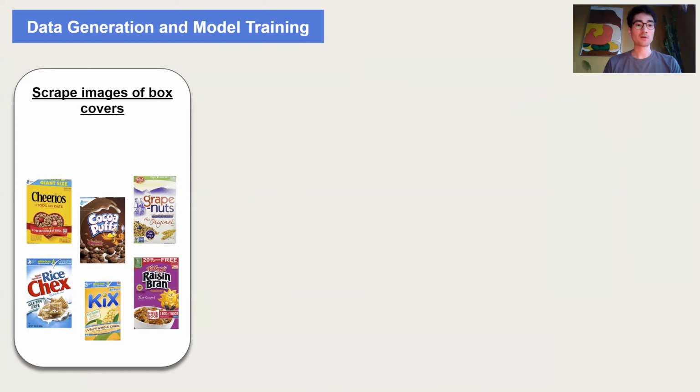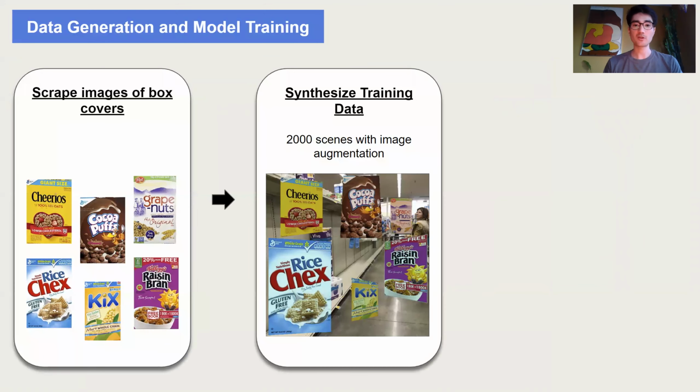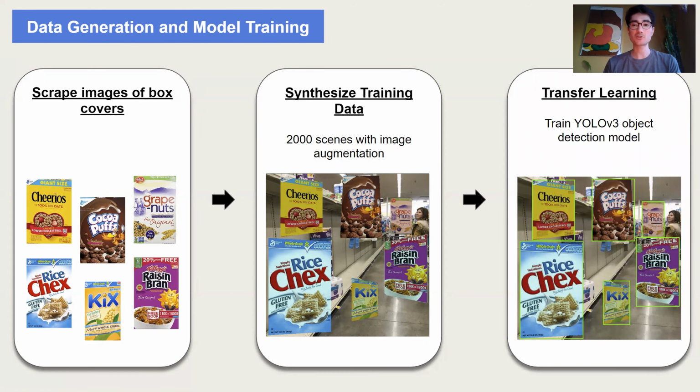I scraped the web for cereal box covers, and then created images like this, where I took those box covers, applied projective transformations, and then superimposed them on scenes from the grocery store. These scenes look a little bit wonky, but I think that's an asset because the model learns that box covers can occur in a wide range of visual contexts. I used these images to fine-tune a pre-trained YOLO v3 object detection model to identify the locations of boxes.